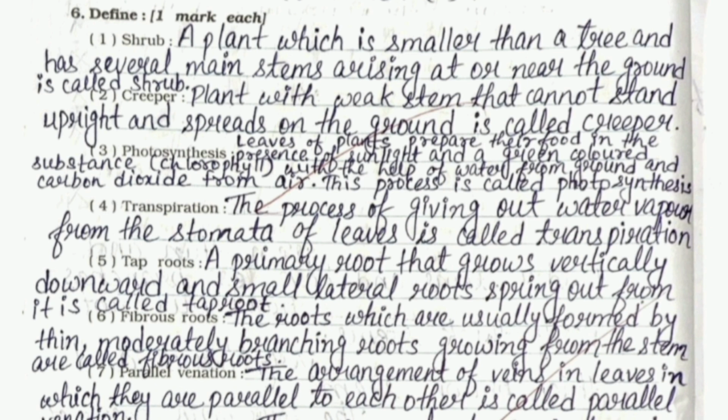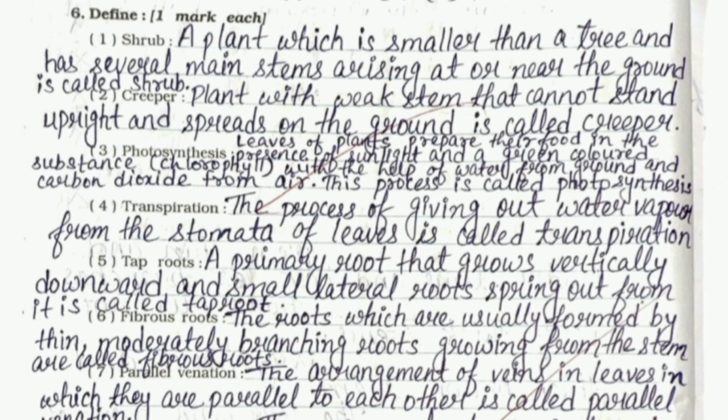Third, photosynthesis. Leaves of plants prepare their food in the presence of sunlight and a green colored substance that is chlorophyll with the help of water from ground and carbon dioxide from air. This process is called photosynthesis. Fourth, transpiration. The process of giving out water vapor from the stomata of leaves is called transpiration.